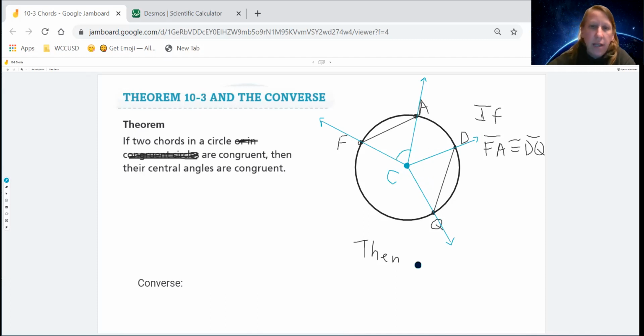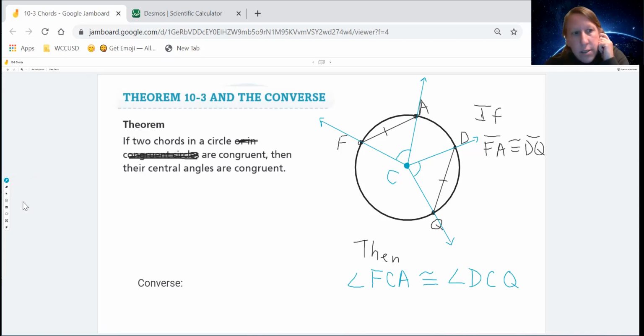What this theorem says is that if these chords are congruent, then the central angles are the same amount of the circle. That makes sense because this one is taking up this much of the circle, and this one is also taking up that much. So the theorem is written: angle FCA is congruent to angle DCQ.